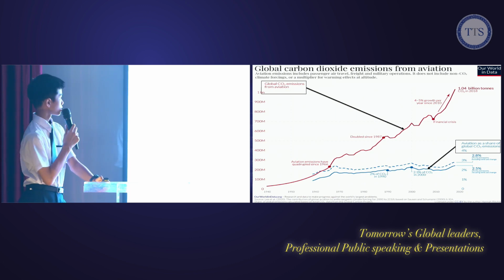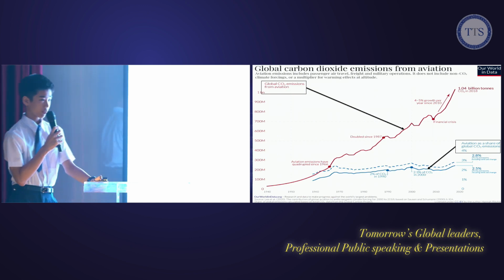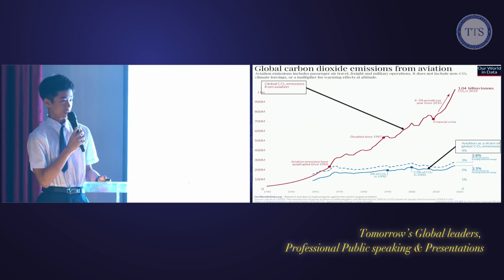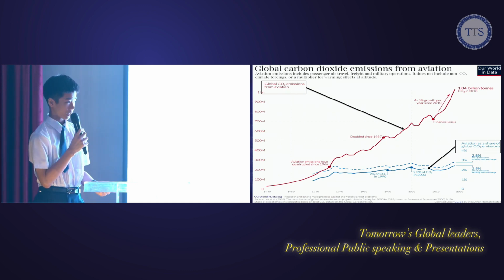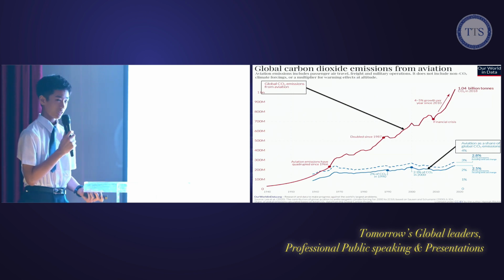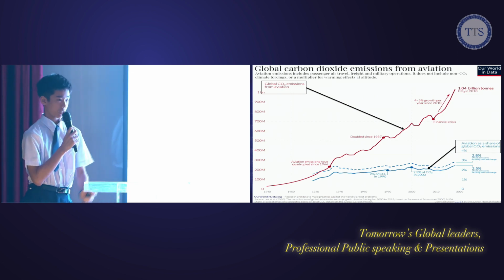This graph shows the global carbon dioxide emissions that come from aviation. The red line shows the global carbon dioxide emissions from aviation, and it's still growing. Since 2010, it has grown 4 to 5% per year. In 2018, it reached more than 1 billion tons of carbon dioxide. The blue line shows aviation as a share of global carbon dioxide emissions, at about 4%, and it has not grown too much.